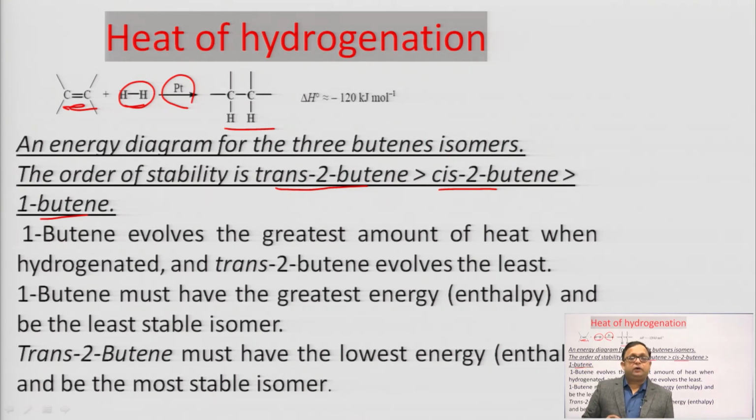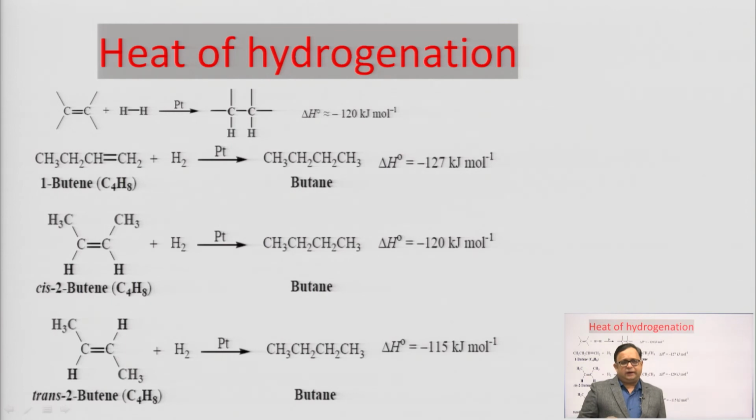1 butene evolves the greatest amount of heat when hydrogenated, so it is least stable. On the other hand, 1 butene must have the greatest energy and be least stable, and trans 2 butene has the lowest energy, so it is the most stable isomer. Now, this has been represented here in the form of a reaction.